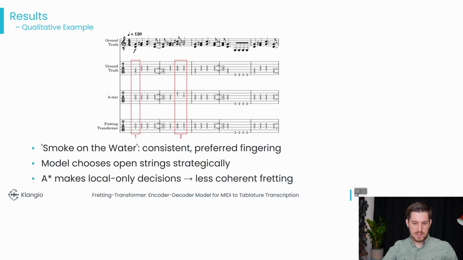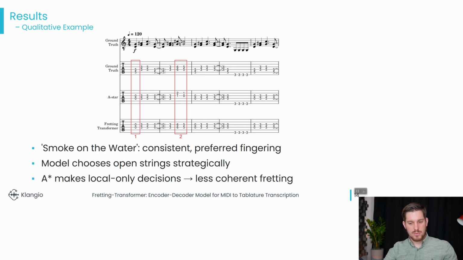Lastly, I also have a qualitative example that shows two main concerns. First of all, let's have a look at box number 2, where we can see that the A star differs a little bit, and there you can see the main problem that the A star has, because it loses the context after one note and creates some incoherent fretting results.